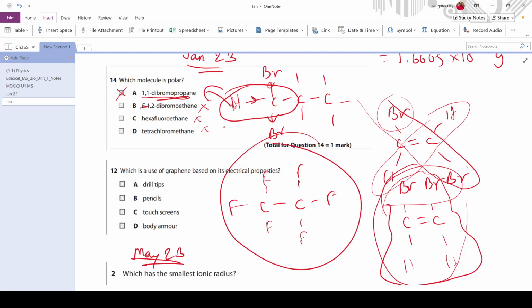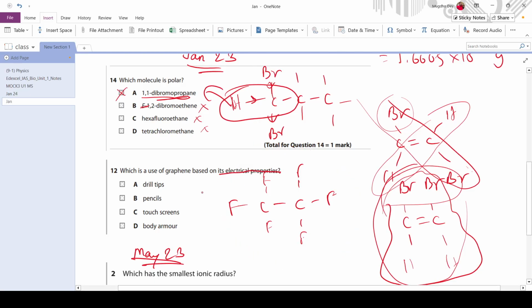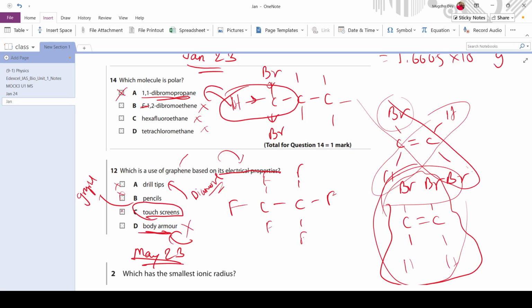Now, which is the use of graphene based on its electrical properties? You need to know graphene is not used to produce drill tips. Actually, diamond is used because diamonds do have sharp edges. For pencils, we always know it would be graphite, so that's gone. Touchscreen is a possibility, but body armor, yeah, we use graphene for body armor, but it's not based on its electrical properties. It is based on its body strength or tensile properties. So the only answer is C, touchscreens.